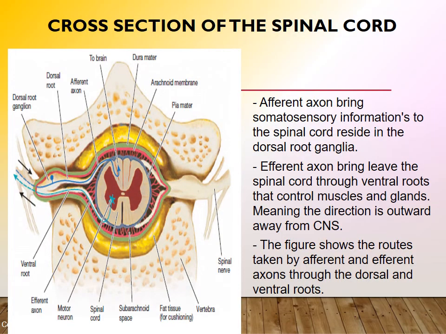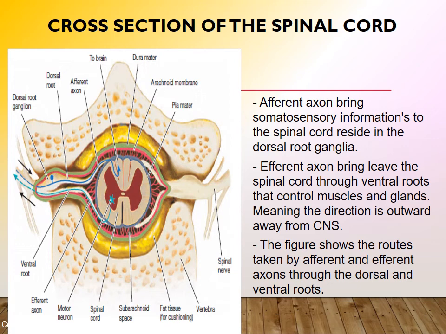Let's look at the cross section of the spinal cord. Just now we looked at the whole features of the spinal nerve. Now we look at the cross section of the spinal cord. As you can see in the picture, the afferent axon brings in the somatosensory information to the spinal cord that resides in the dorsal root ganglia.